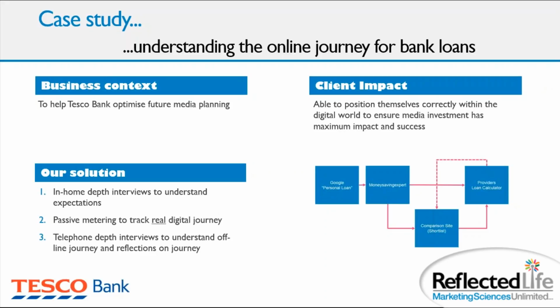What that enabled us to do was to come up ultimately with a typical journey map, a very simplified version of which you can see here on this slide. There are a number of journey types beneath this, but you can see that on the whole, people would go to Google and use a search term such as personal loan.